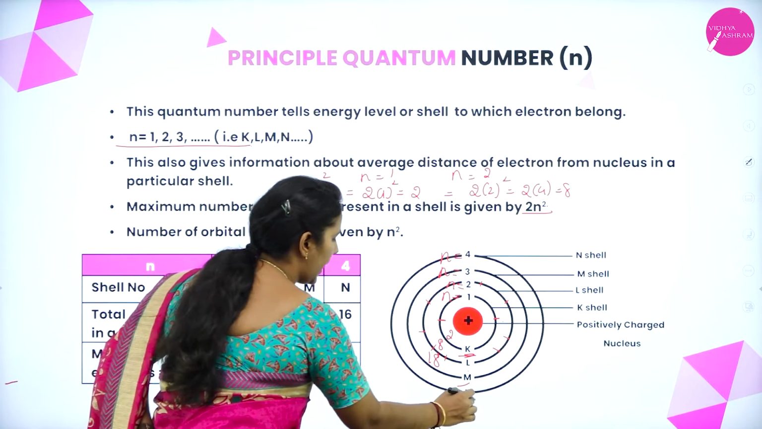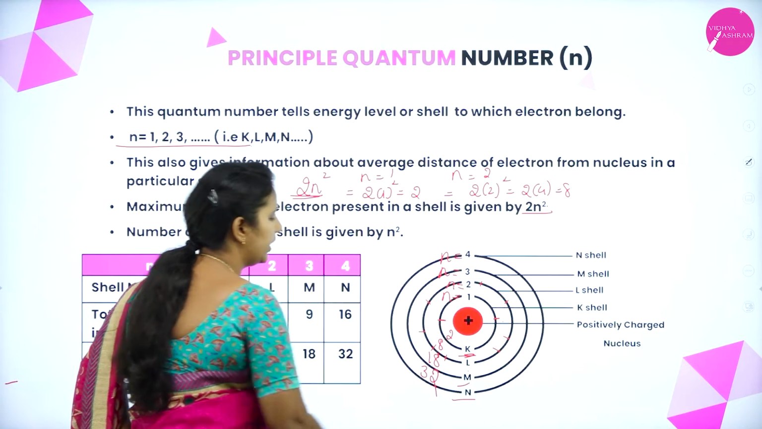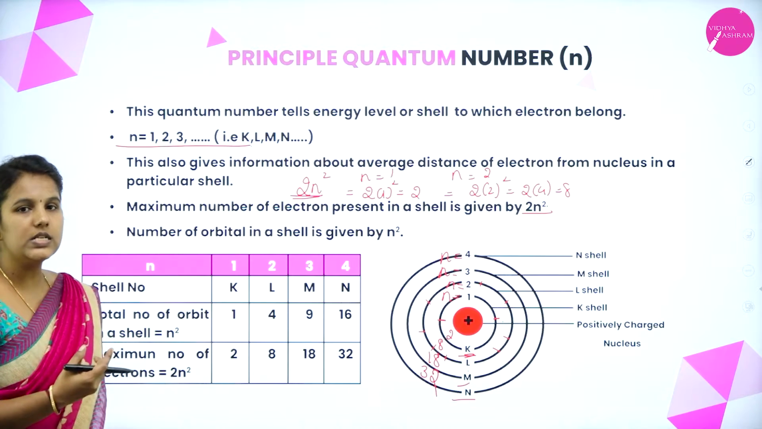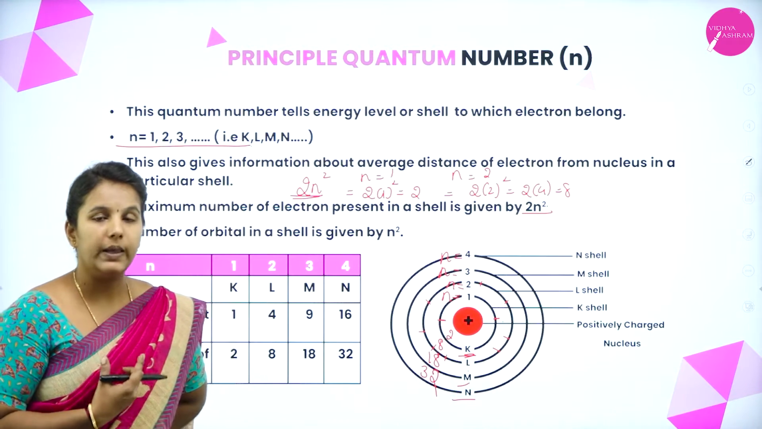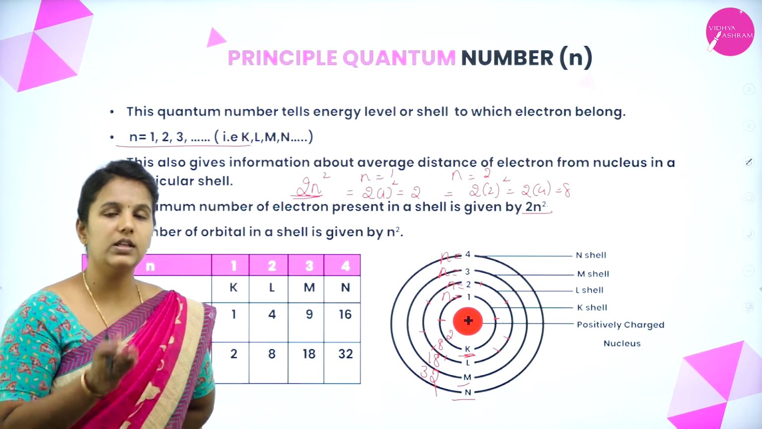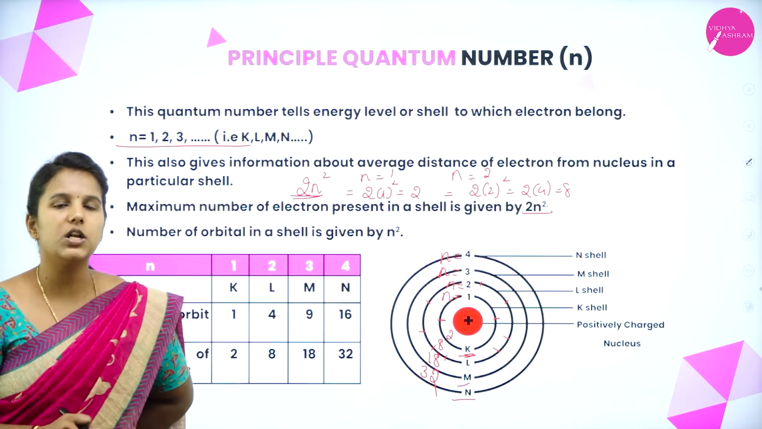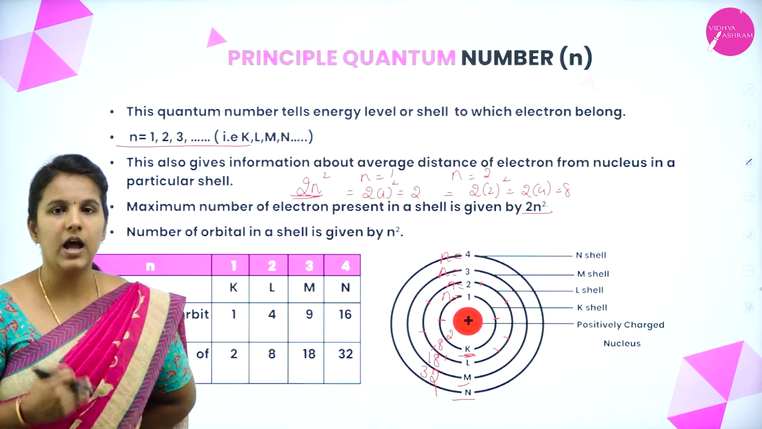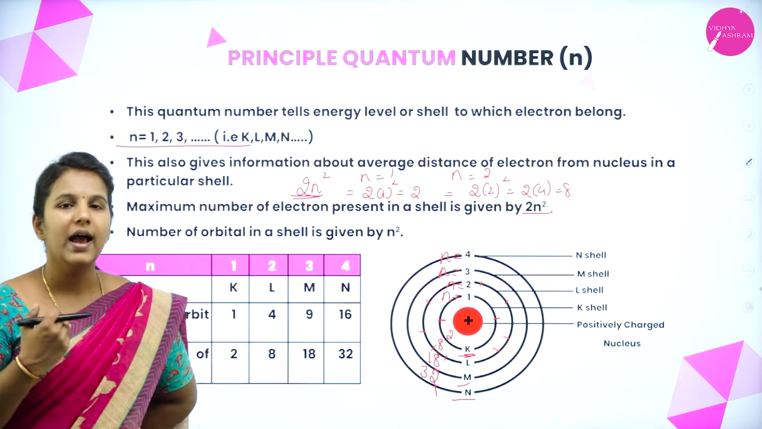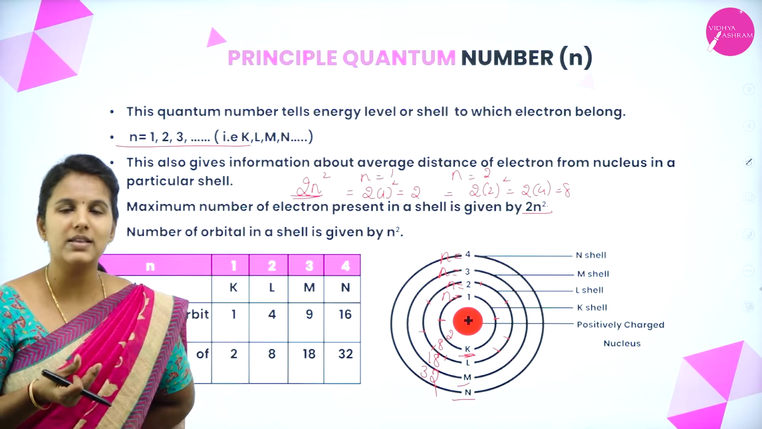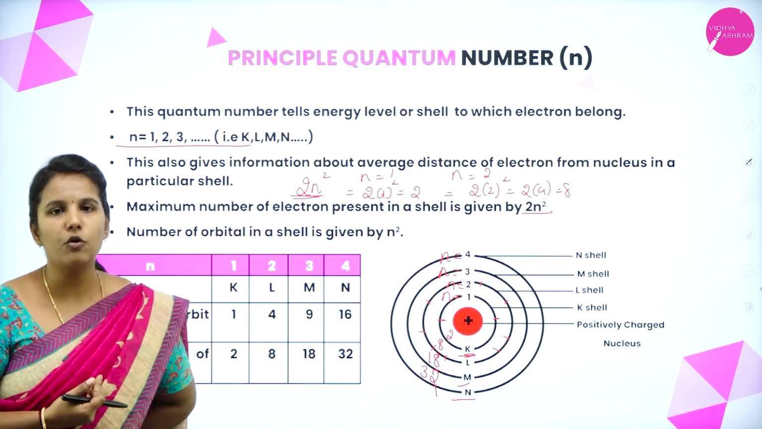Similarly, for the N shell, 32 electrons can be filled. So these are the main important basics that we must know: within atoms, there will be many shells, and each shell is named K, L, M, N according to the principal quantum number, and each shell has its own capacity to hold a number of electrons.